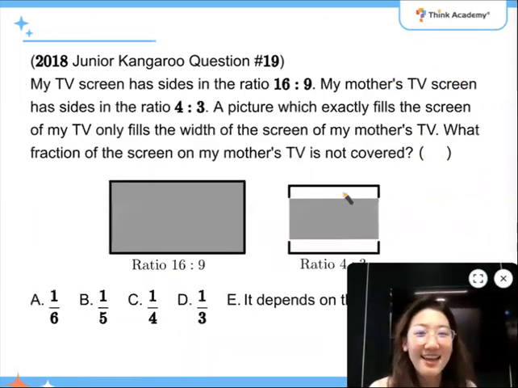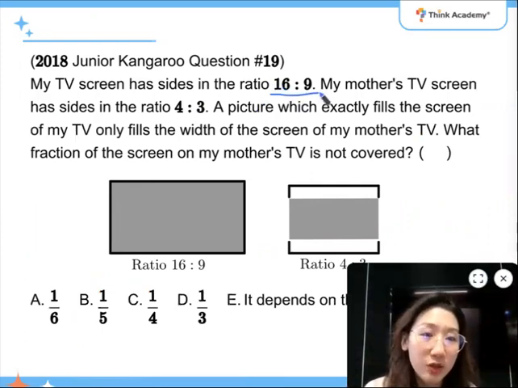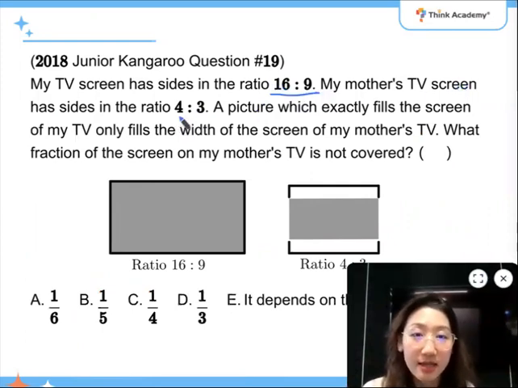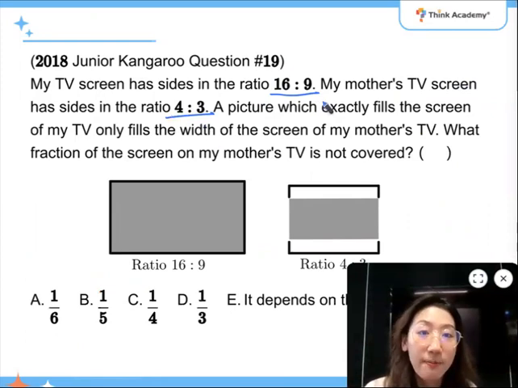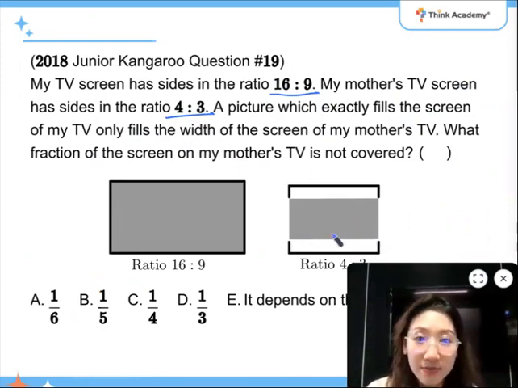Right. Now let's look at question 19. So here, my television has sides in the ratio of 16:9. My mother's television has side length in the ratio of 4:3. A picture which exactly fills the screen of my TV only fits the width of the screen of my mother's TV. So what fraction of the screen on my mother's TV is not covered?